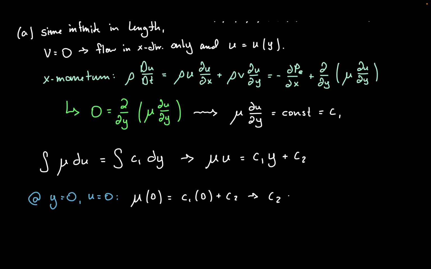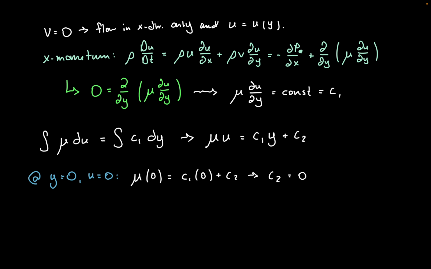So we can infer that c2 is just going to be equal to 0. So we got one coefficient down. So now for the other one, we can say y is equal to h, and when y is at the height of h, u is going to be equal to u sub e. So from here, we can get mu times u sub e is going to be equal to c1 times h. Because remember, we said c2 is going to be equal to 0, so we just drop that out.